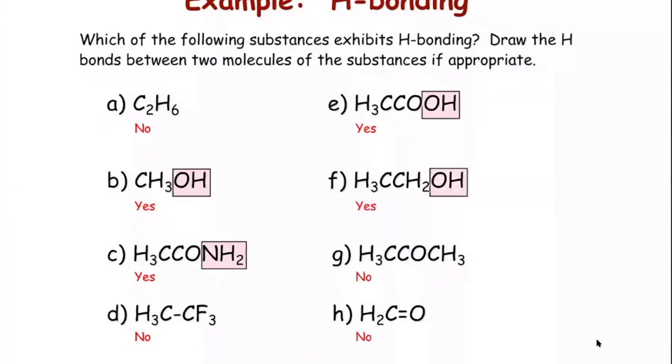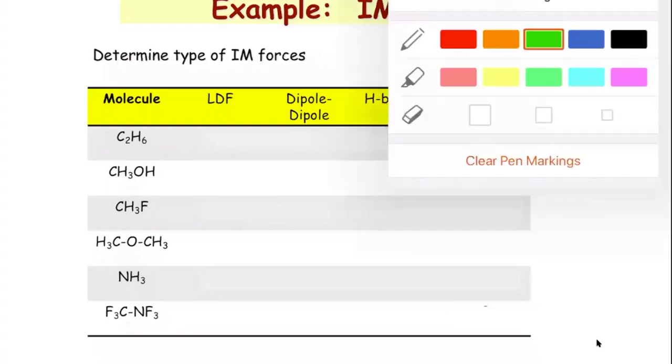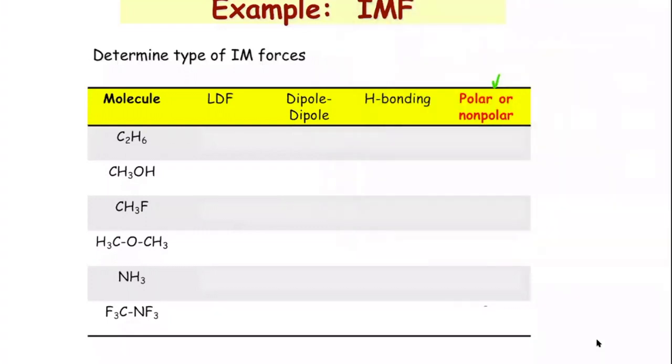Okay, so let me move on. This is a typical question I usually have. I'll give you these formulas, and you have to check off, first, whether it's polar or non-polar. That's the first thing you want to do before anything else, because once you've established that, then you can tell me what the types of forces are. We've already seen this. This is ethane. It's non-polar.